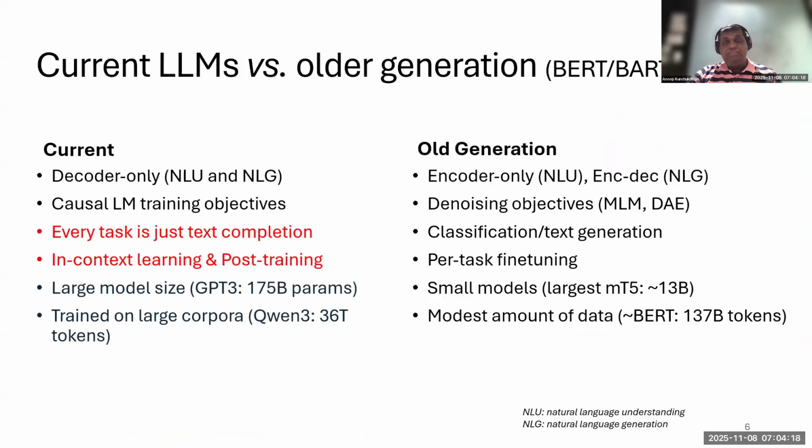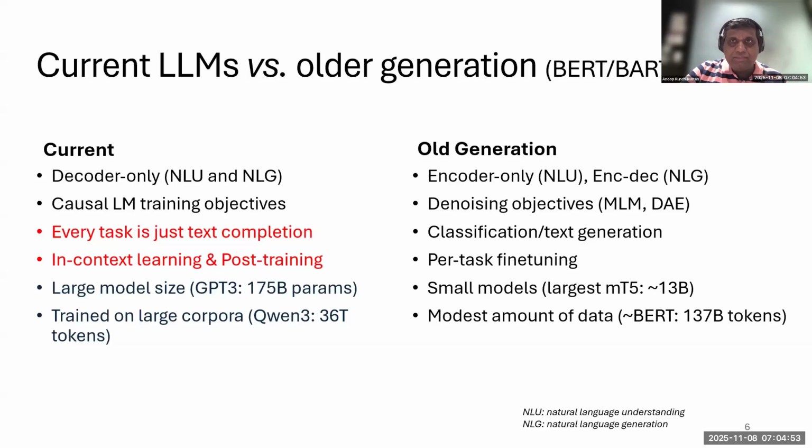So next, what is so different about the current generation of LLMs compared to the older generation, the first wave of pre-trained models, which were BERT, BART, XLMR, and these kind of models, right? So the current generation are decoder-only models, which can do both natural language understanding tasks and natural language generation tasks, whereas in the earlier generation, there was mostly a clear distinction in how the models were used. Encoder only models for NLU and encoder decoder models for NLG for the most part.